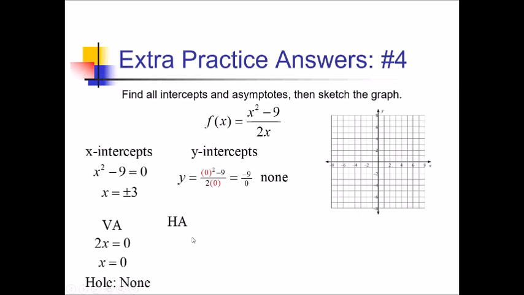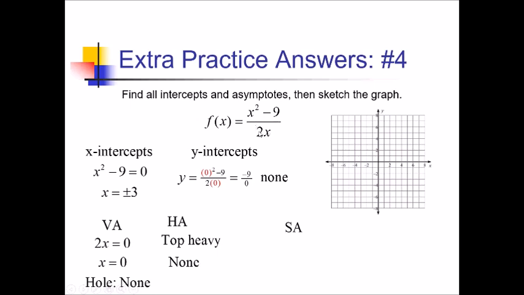Horizontal asymptotes, this is a top-heavy function. We have a higher degree, x squared, versus x to the first, a higher degree in the numerator. So because we're top-heavy, there is no horizontal asymptote. There is, however, a slant asymptote, which we can find by dividing the numerator by the denominator. Now, since I don't have a binomial in the denominator, since it's just this monomial, 2x, I can just divide each of the terms in the numerator by 2x, and that will give me my slant asymptote.